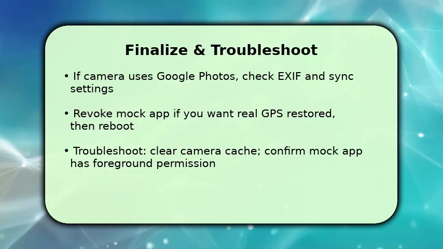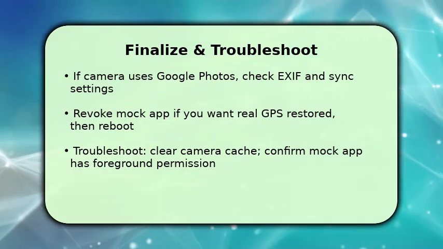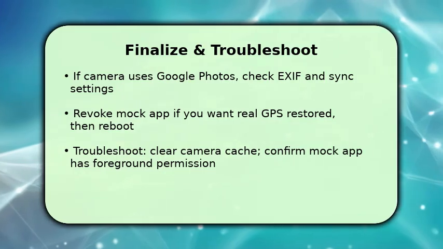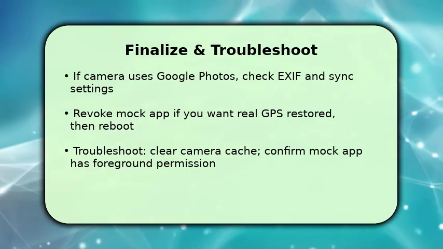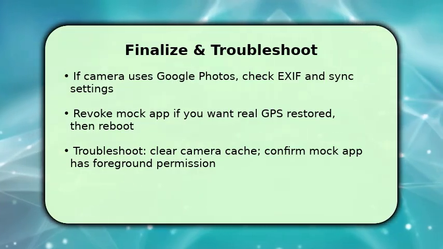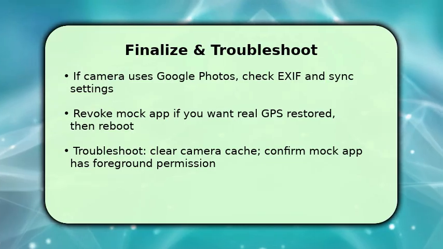If the camera still shows the real location, clear the camera app cache, confirm the mock app has foreground and background location permissions, and restart both services. One key tip: some camera or cloud syncing apps read cached GPS. Clearing cache usually resolves that.